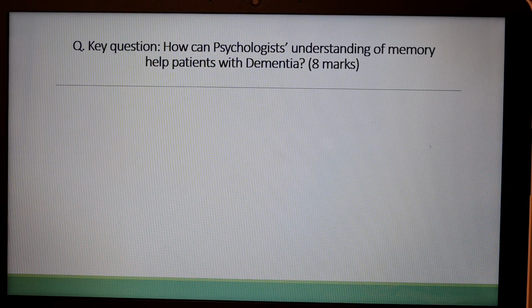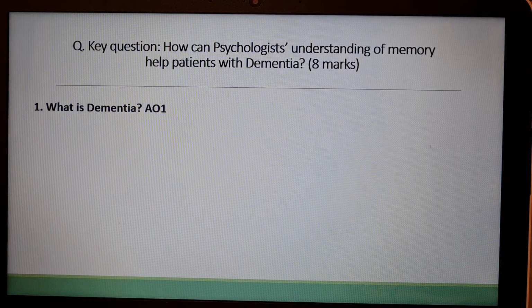So, firstly, how would you go about answering this question? You would start by looking at the basics, looking at the question. It's obviously asking about dementia, so you need to show some knowledge of dementia. So this is obviously knowledge, description, AO1 marks. Describe a little bit of information about dementia, the fact that it's a chronic disorder affecting mental processes, causing memory impairment, affected by age. The older obviously you are, the worse it is. So some information and a bit of detail about what exactly dementia is.